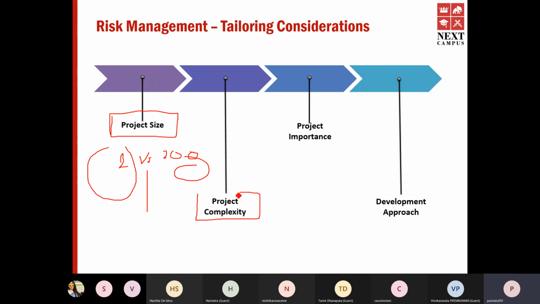Second thing is project complexity. If it's a very straightforward project, even if you have a risk, you can easily pull out. You can easily make up. You can easily align again. But if it's a complex project, if there's a lot of unknowns around it, you would need to manage it more closely. So again, when it comes to risk management, complex projects versus simple projects, you have 2 different strategies.